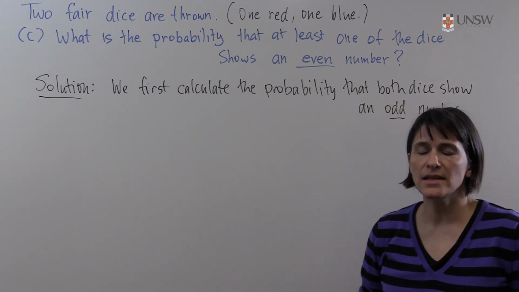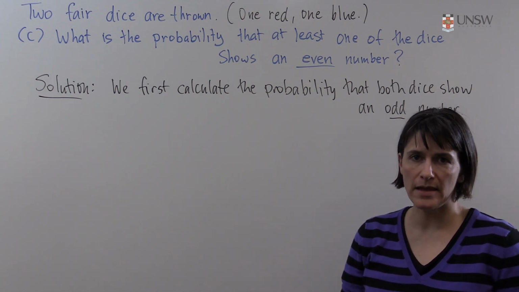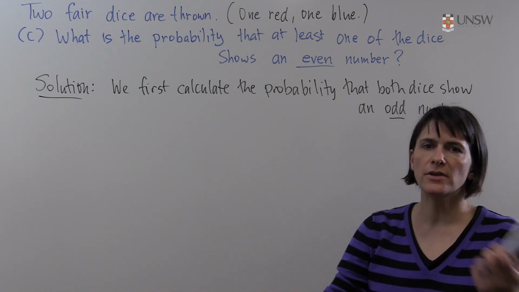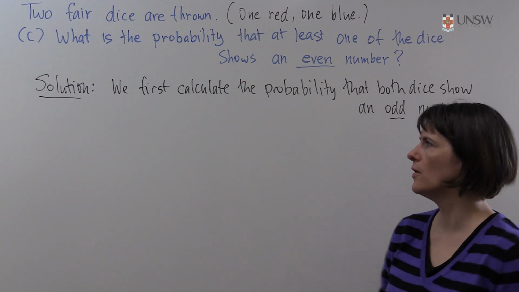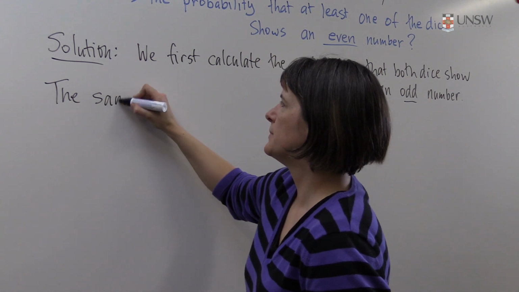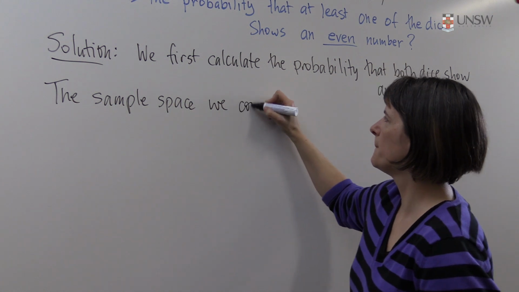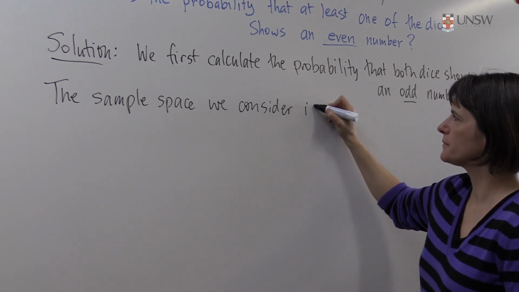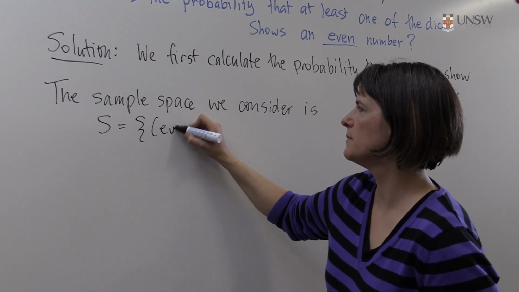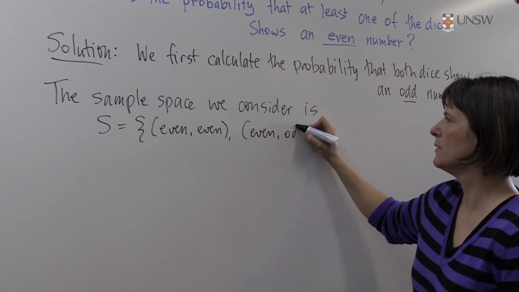Now, rather than look at the sample space we had before with 36 entries, let's clump things together depending on whether they're even or odd. And this really just gives 4 possibilities. They're both even, red is even and blue is odd, vice versa, or they're both odd. So the sample space that we consider is the set S with these 4 entries: (even, even), (even, odd), (odd, even), (odd, odd).